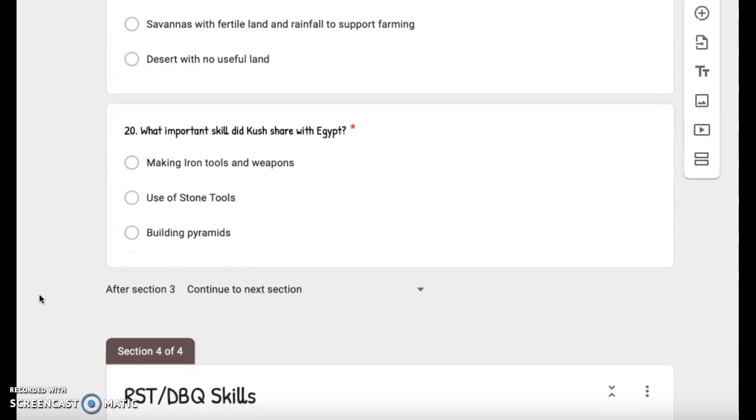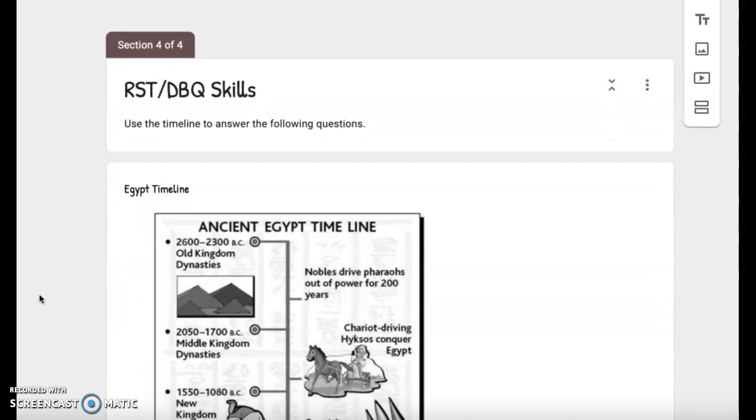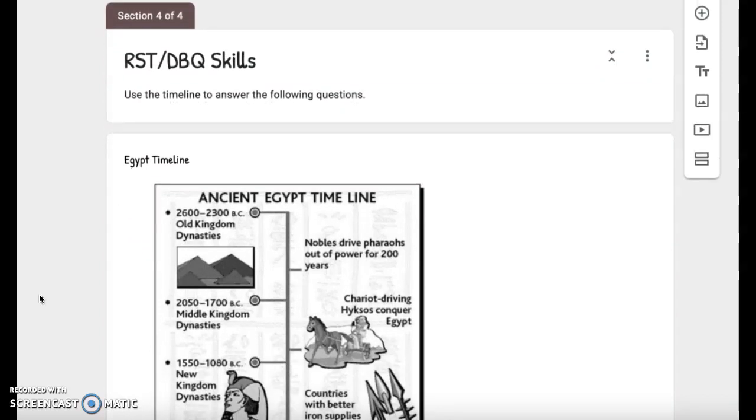Number 20. What important skill did Kush share with Egypt? Making iron tools and weapons, use of stone tools, or building pyramids? RST and DBQ skills. Use the timeline pictured to answer the following questions. Egypt timeline.